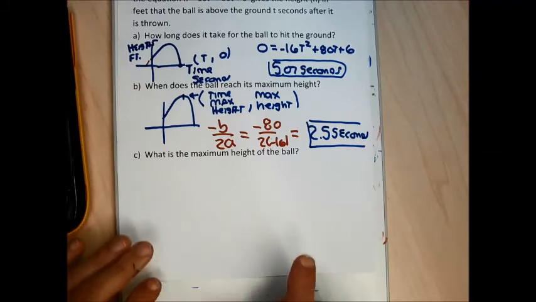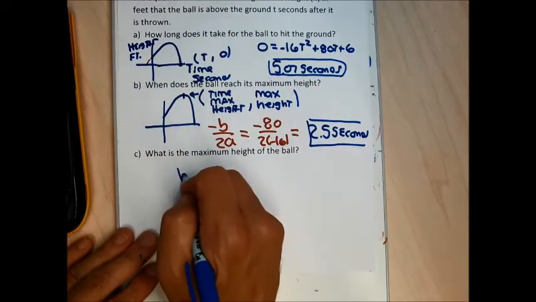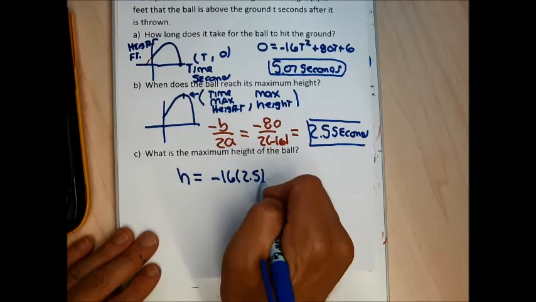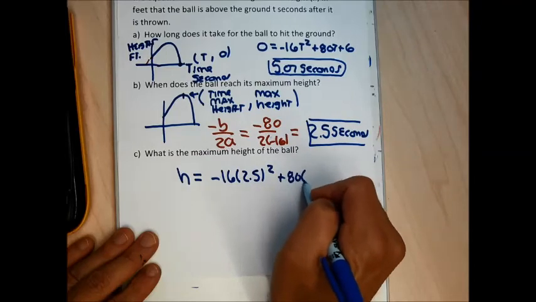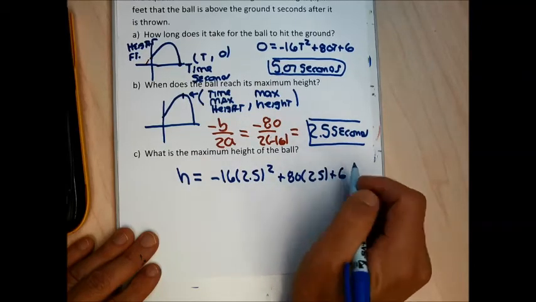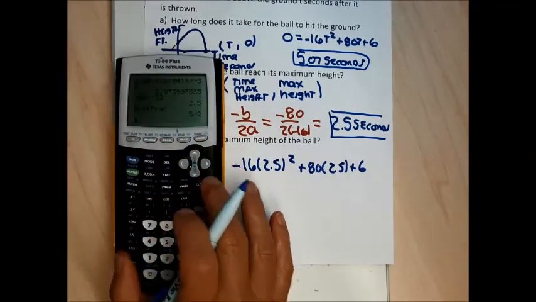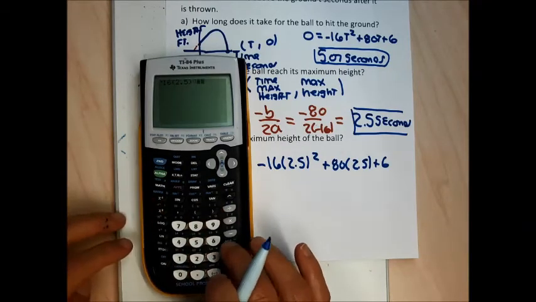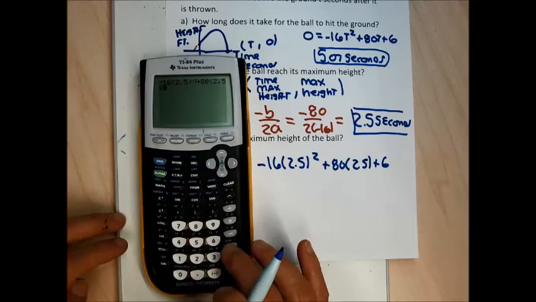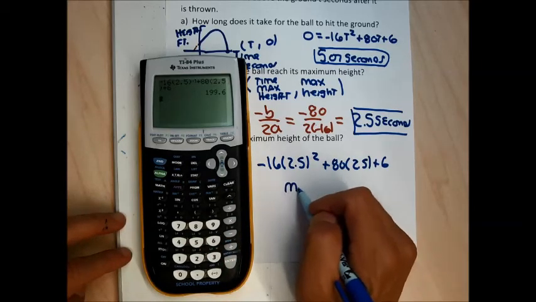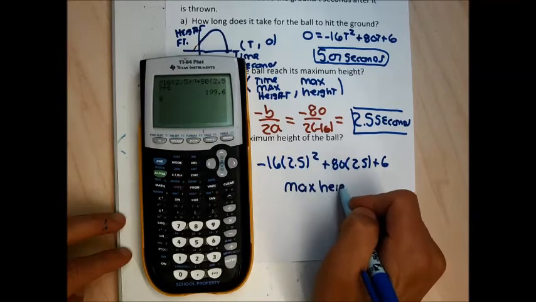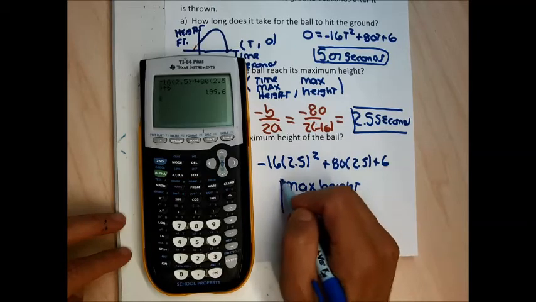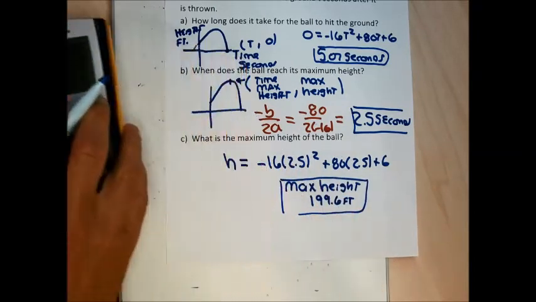To get its maximum height, I'm going to plug in 2.5 for the t's. I'm going to go maximum height equals negative 16 times 2.5 squared plus 80 times 2.5 plus 6. And I'll just do that on my calculator. So clear, negative 16 parentheses 2.5 squared plus 80 parentheses 2.5 plus 6. And the maximum height is going to be 199.6 feet. So that's everything for problem 10.